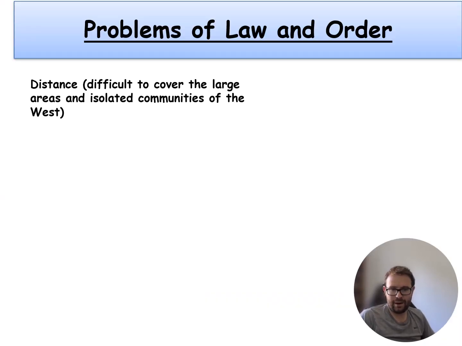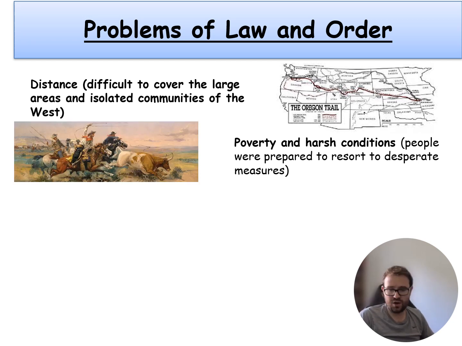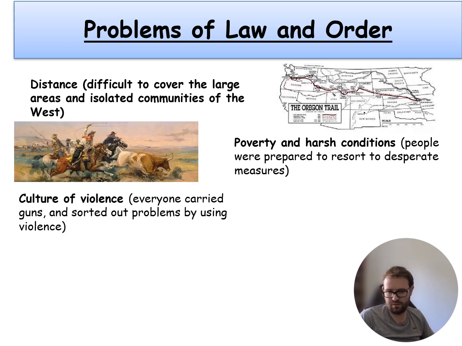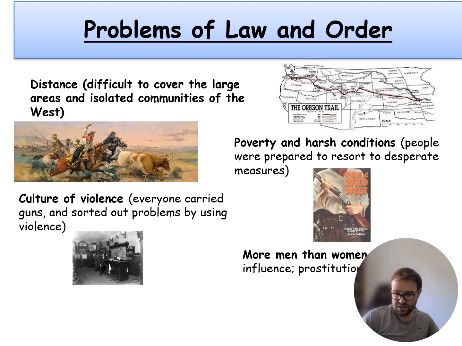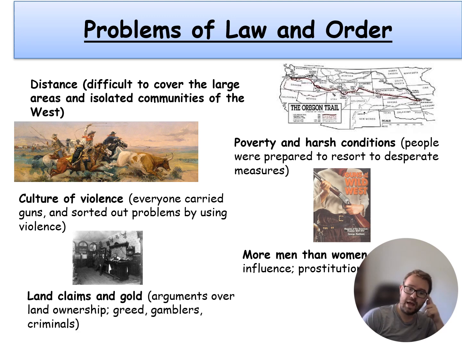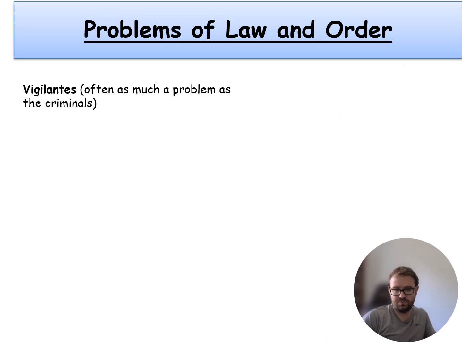Vigilantism. Right, why was it a problem? Well, distance to cover large areas, poverty, the harsh conditions, so people went to desperate measures. Culture of violence, basically no one's going to protect you, you've got to protect yourself. More men than women, essentially. So in these towns you get prostitutes. One man uses a prostitute, but then of course another man uses a prostitute. Well, they want that woman, so it ends up fighting. Land and claims and gold, similar to what I said before. So all these problems. What else?